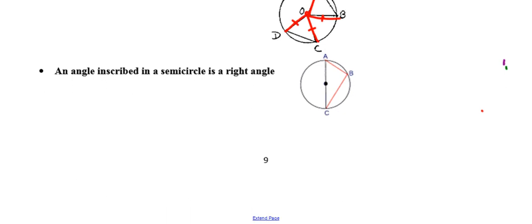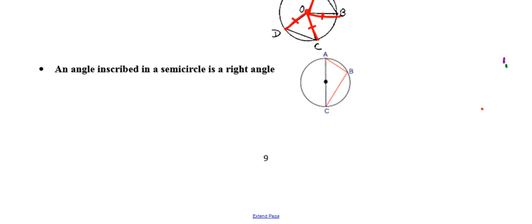And lastly, an angle inscribed in a semicircle is a right angle. We've talked about this one in class also. That semicircle has degree measure equal to 180 degrees. The measure of the inscribed angle, in this case, angle B, has to be equal to half that 180 degrees, making the degree measure of that angle 90, and therefore making that angle a right angle.